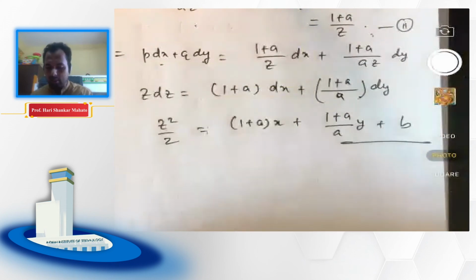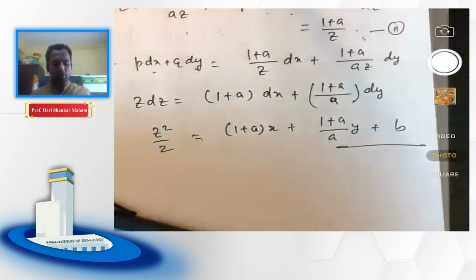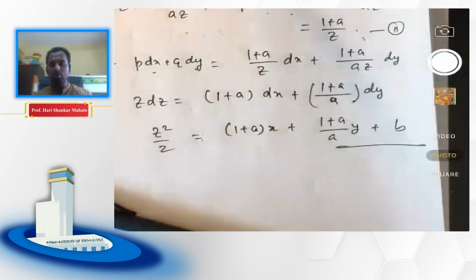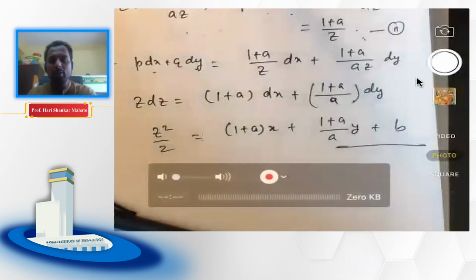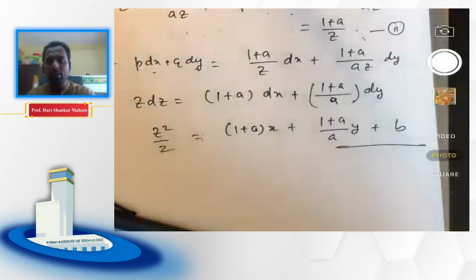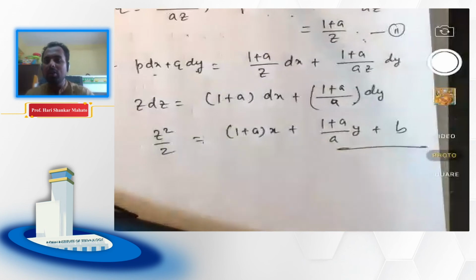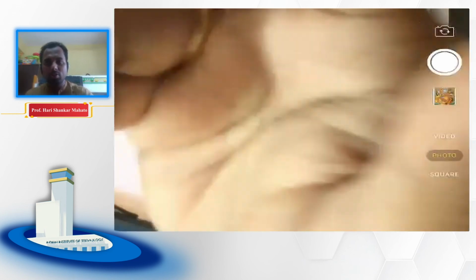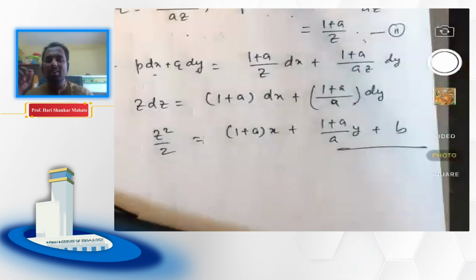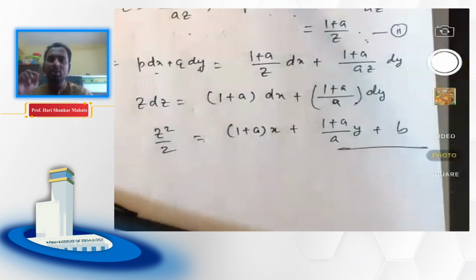Another technique, another two types. In this lecture, actually, we ran out of time. So there are two more types of Charpit's solution, and then we will look into the singular solution. So I will stop this lecture at this point, and in the next lecture, we will take up the other two methods of Charpit's solution, and we will also find out how to calculate the singular solution, then we will move on to our next topic.